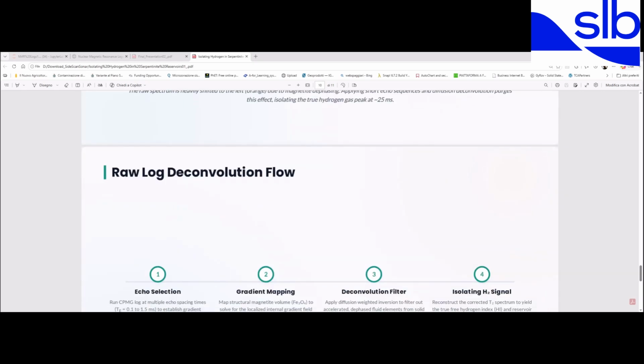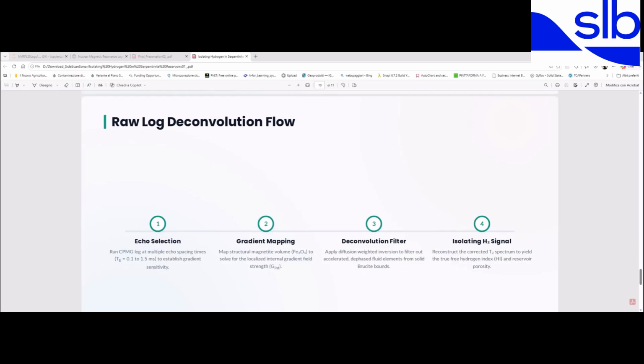So we have a raw deconvolution flow, echo selection: run CPMG log at multiple echo spacing times. You can run the spacing log with different echo spacing times between 0.1 and 1.5 milliseconds. So you need to be able to recognize a very small interval to establish gradient sensitivity. You also need to provide a gradient mapping, the structural mapping of magnetite volume, to solve the localized internal gradient field.